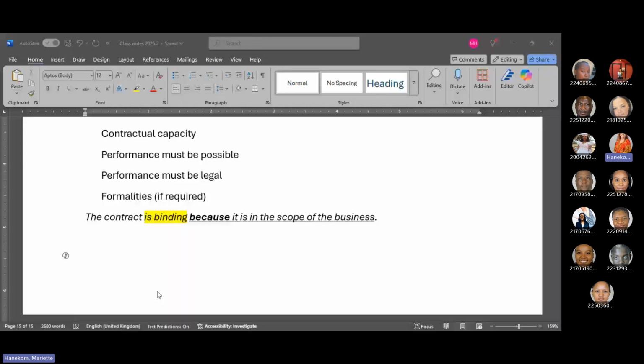Binding means the individual partners can be held liable. That will depend on whether there was authority or whether it was in the scope of the business. But authority and scope of the business have got nothing to do with valid or not valid. Okay, let's move on. So that is question 6.